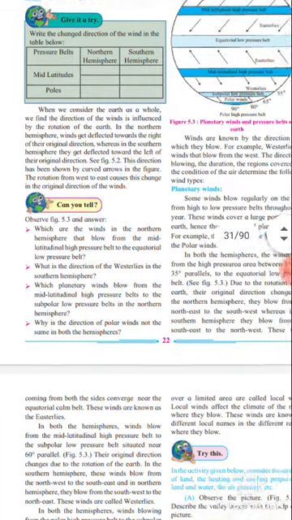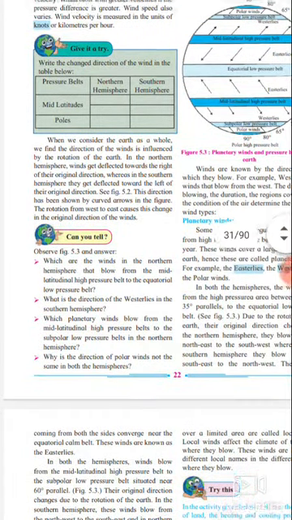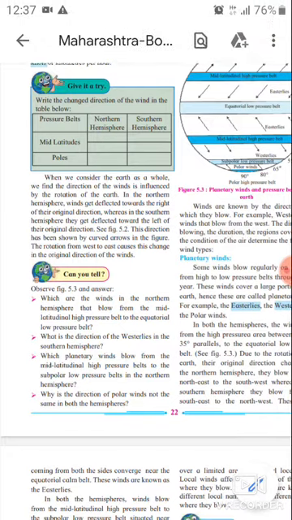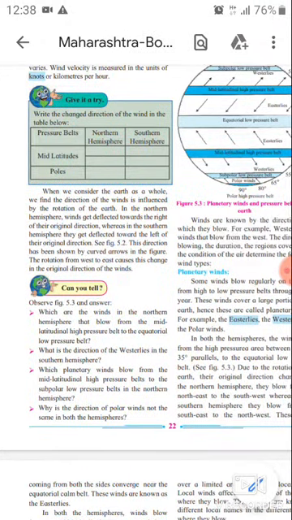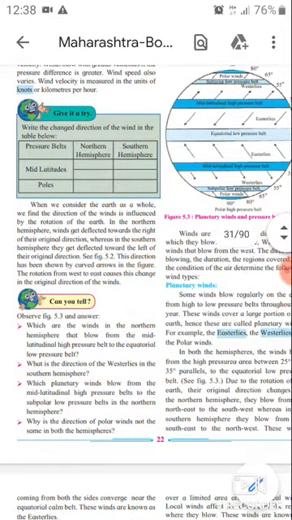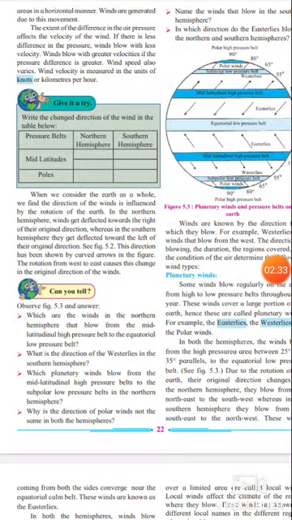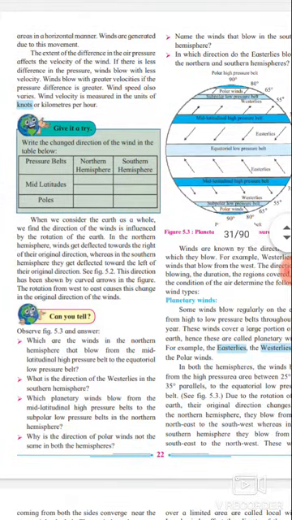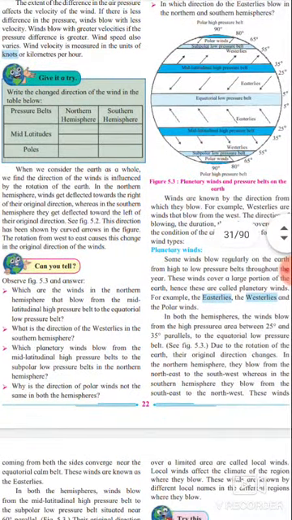See then again observe the picture or figure 5.3 and answer. Which are the winds in the northern hemisphere that blow from the mid-latitudinal high pressure belt to the equatorial low pressure belt? See here. And see next question, what is the direction of the westerlies in the southern hemisphere? Okay, observe this figure and you try to give answers to this yourself and find out the answers.